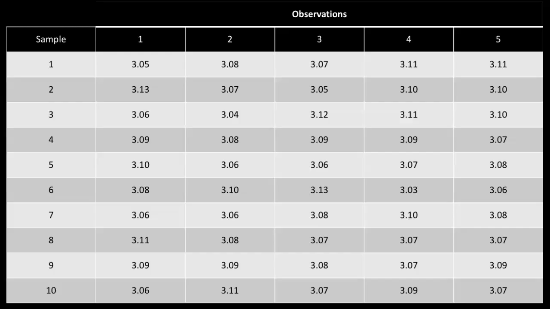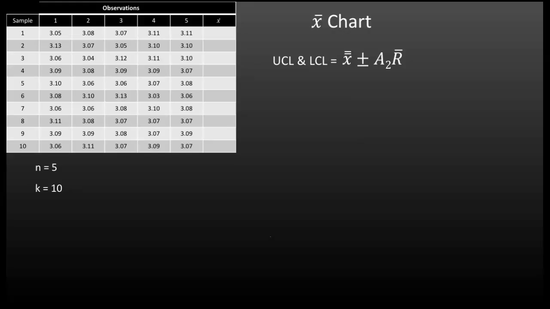So here's the data that was given to us. We have 10 different samples. Each sample is in its own individual row. And then within each sample, we have 5 observations. So your N is going to be 5 because there's 5 observations in each sample, and K, your number of samples, will be 10. So the first chart that we can make is the X bar chart.